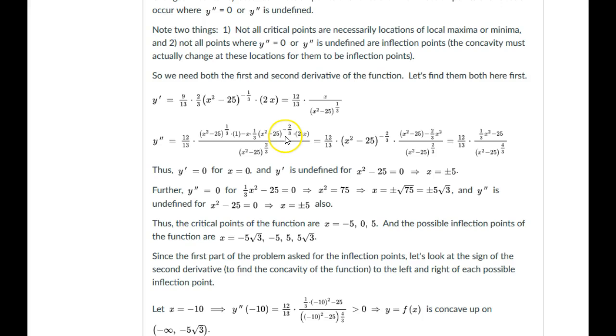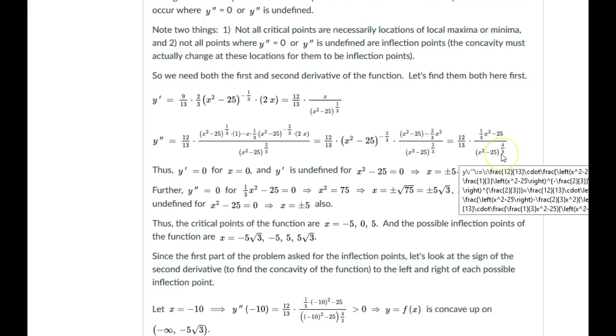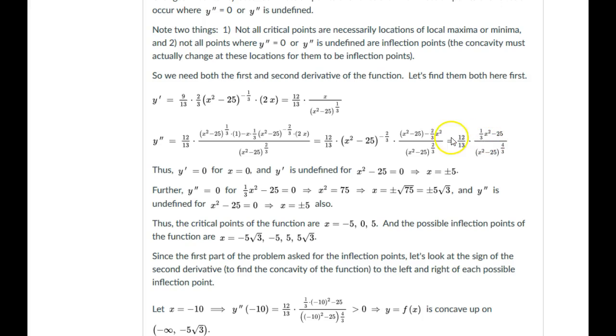And then my (x² − 25)^(−2/3) was already factored out of this side, so I'm left with −(2/3)x², negative sign in front. And the denominator is (x² − 25)^(2/3). So then I have 12/13ths. Now this (x² − 25)^(−2/3), I'm putting in the denominator as positive 2/3. Multiply it times another (x² − 25)^(2/3), it becomes (x² − 25)^(4/3). Okay, and then the numerator is now x² − (2/3)x², which is (1/3)x² − 25.